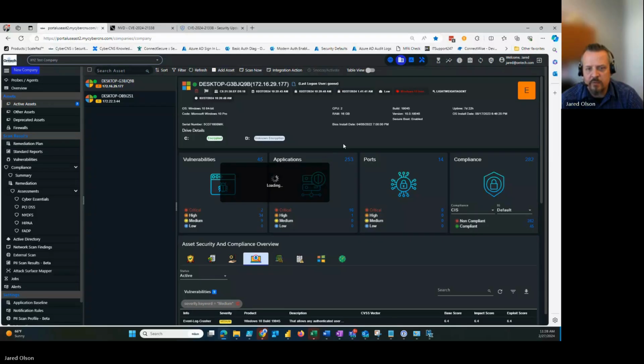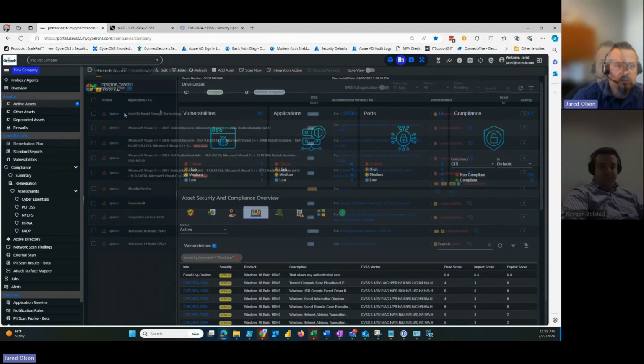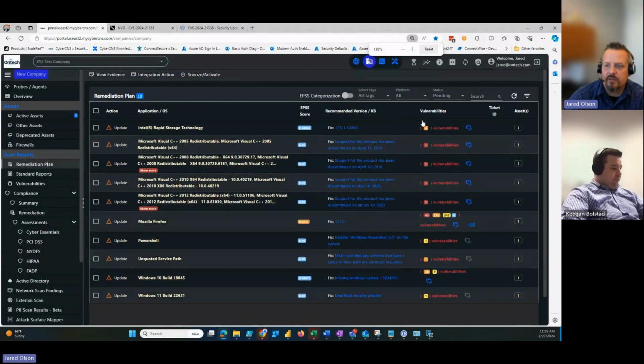And then specifically down to the applications, this is redundant with what we reviewed earlier, but this is going to break it down by application, tell you what version it is. If you don't know how to uninstall it, it gives you an uninstall string, which is really nice.